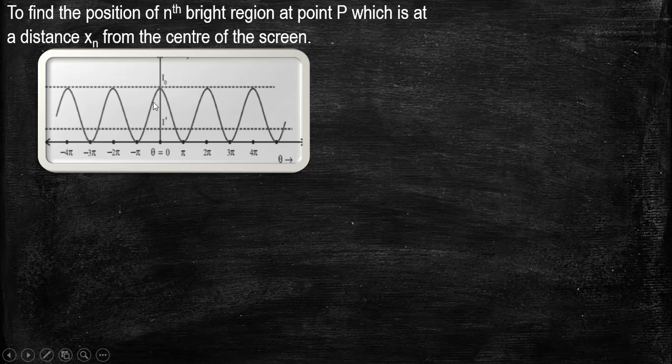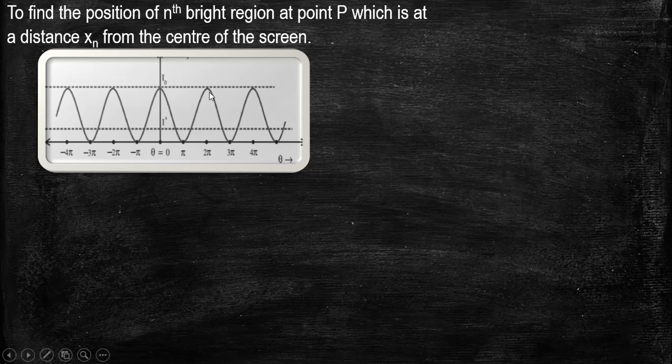I'm treating this central bright region as 0. I'm counting all the subsequent bright bands and dark bands from this reference bright region, so that is why I'm not counting it. I treat it as a 0. So I want to find the nth bright region. Nth bright region means I can have a first bright region from this central bright region. So this is the first bright region.